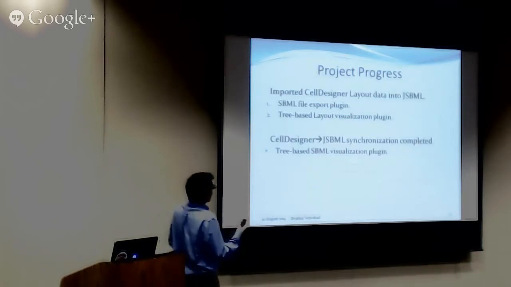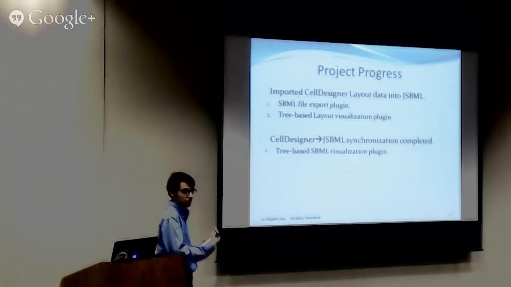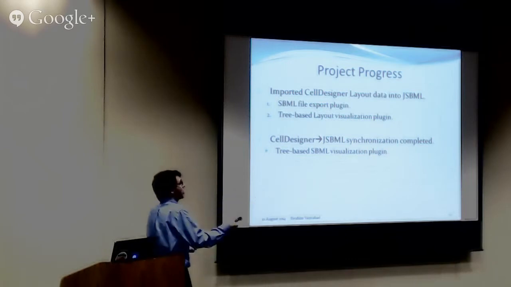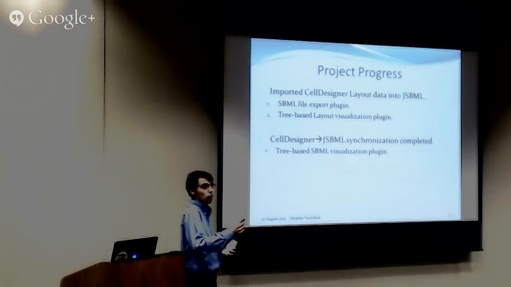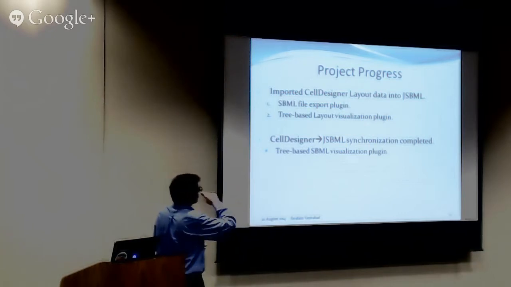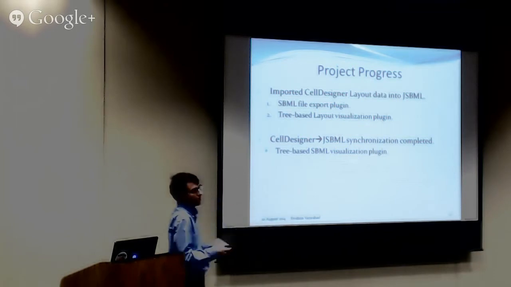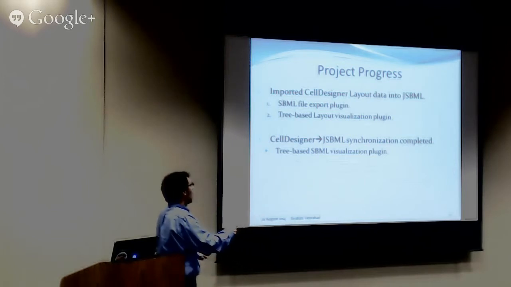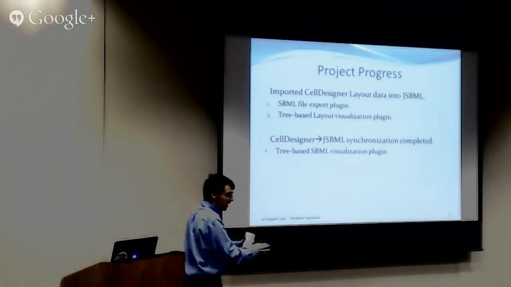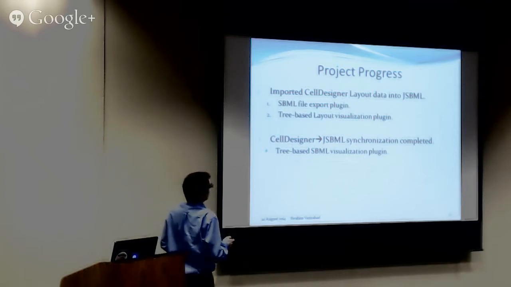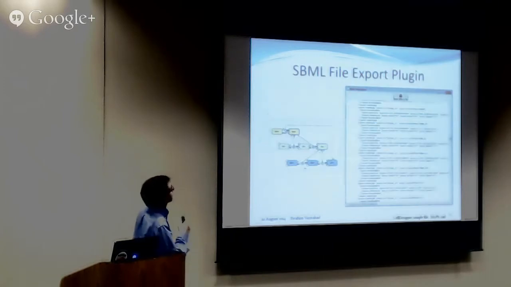So let's talk now about the project progress in terms of plugins and what we've accomplished. First off, we imported the CellDesigner layout data into JSBML, and we're going to be able to visualize these layout additions via an SBML export plugin and a tree-based layout visualization plugin. Secondly, the synchronization between JSBML and CellDesigner has been completed, and we're going to be able to take a look at that synchronization process via another tree-based plugin. So let's go through each of those a little bit.